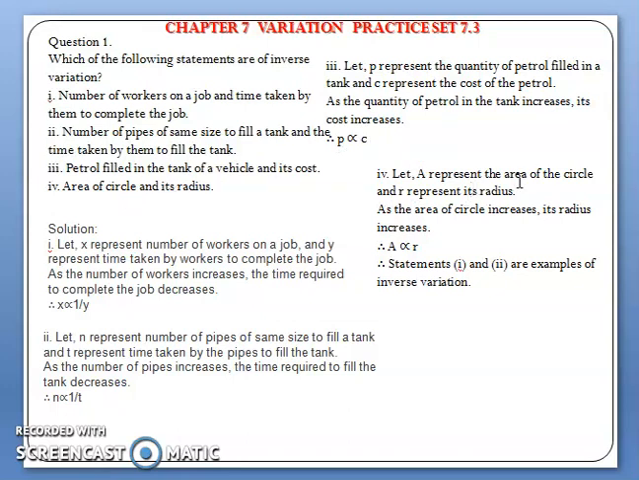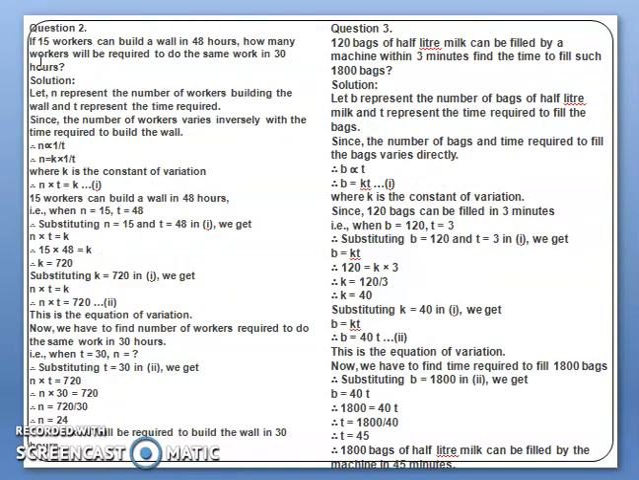Now next one is area of circle and its radius. Let A represent the area of the circle and R represent its radius. As the area of circle increases, its radius also increases. So it is a direct proportion, direct variation. So here A varies R. So statements 1 and 2 are the examples of inverse variation. Now we will move to the next question.